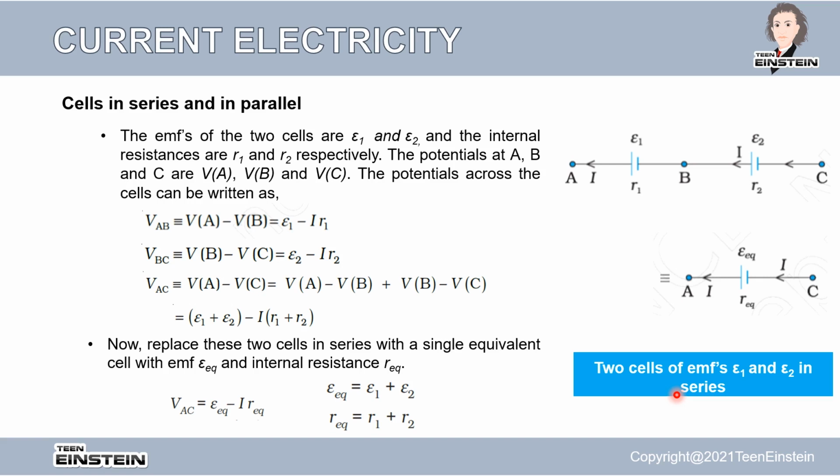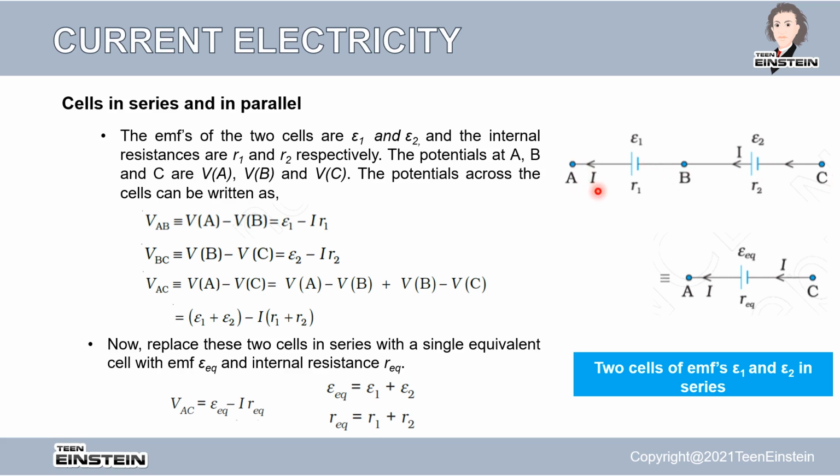So that was about the cell EMF and internal resistance. Now just like how we did with the resistance, we will do the same thing with the cells. We will add the cells in series and in parallel and see what happens to the equivalent potential. So the EMF of two cells are epsilon 1 and epsilon 2, and the internal resistances are r1 and r2 respectively, and we are going to connect them in series like this. When you connect the cells in series, you connect the negative of one cell to the positive of the other cell, and this is called a series combination.